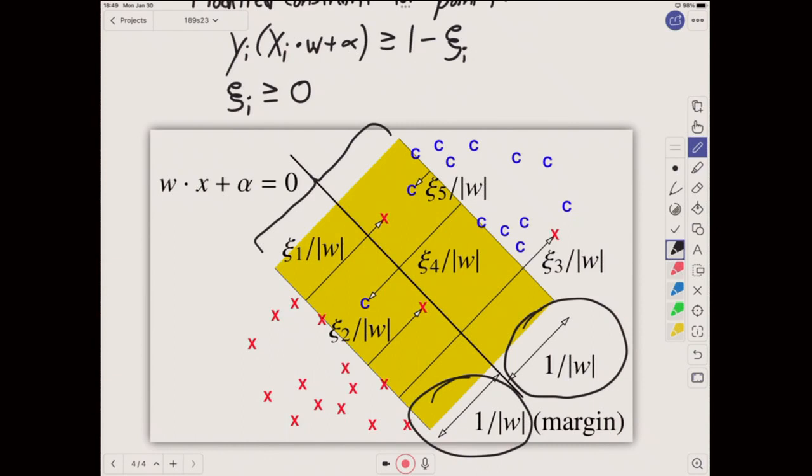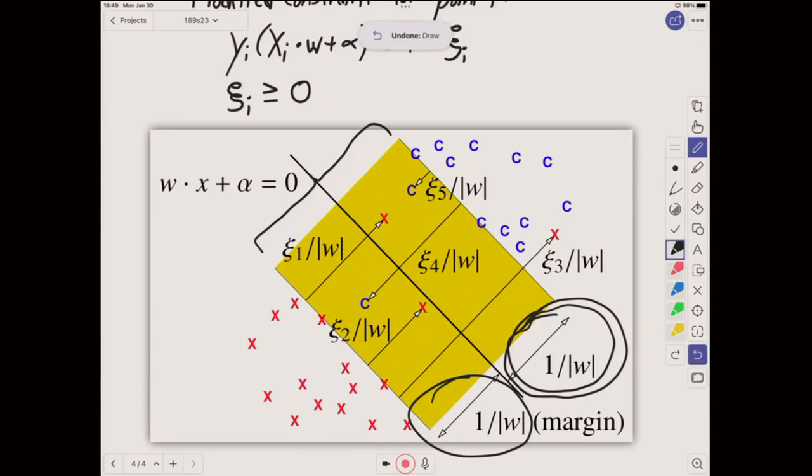So we are keeping the definition of margin that says it's 1 over the length of the weight vector W that optimizes the optimization problem that we're about to study. But the original definition of margin, distance to the nearest point, forget that. That does not apply to soft margin SVMs.